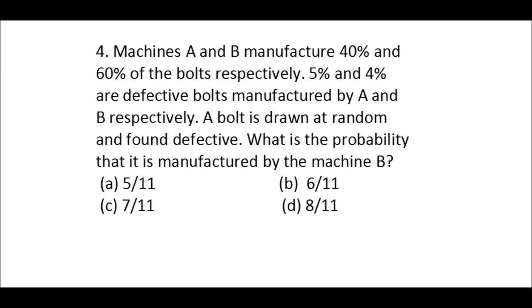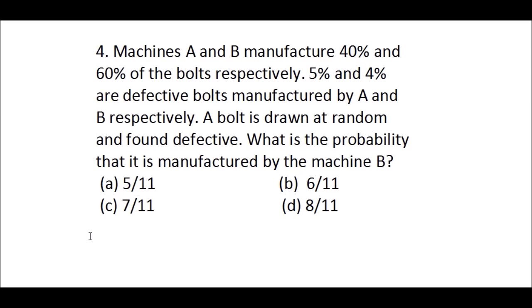The next problem is: machines A and B manufacture 40% and 60% of the bolts respectively. 5% and 4% are defective bolts manufactured by A and B respectively. A bolt is drawn at random and found defective. What is the probability that it is manufactured by machine B? Therefore, you can see that it is already known that the bolt drawn is defective, and we have to find the probability that the defective bolt was manufactured by machine B. Therefore, it is a conditional probability problem.